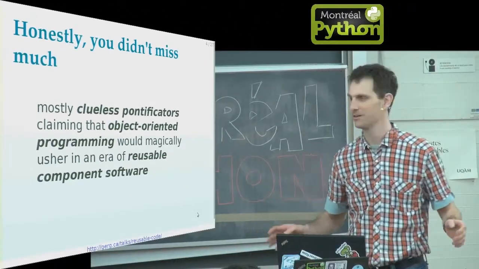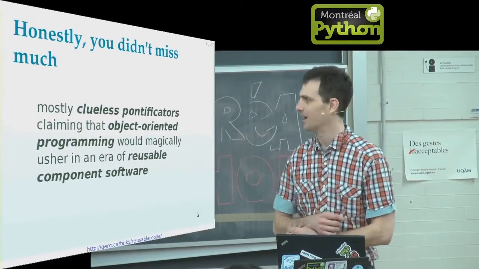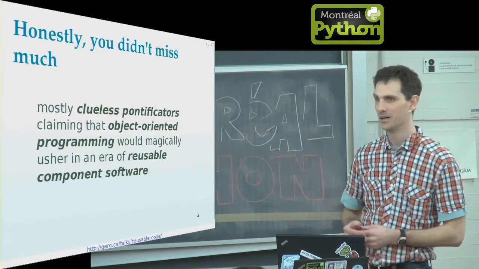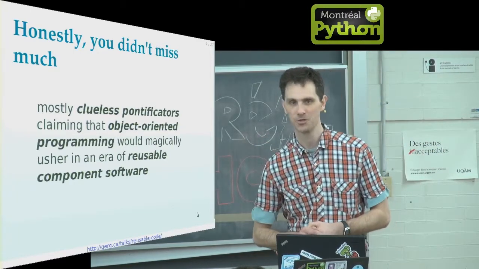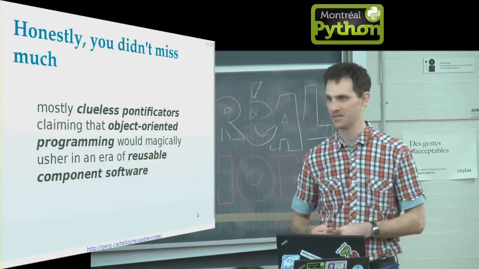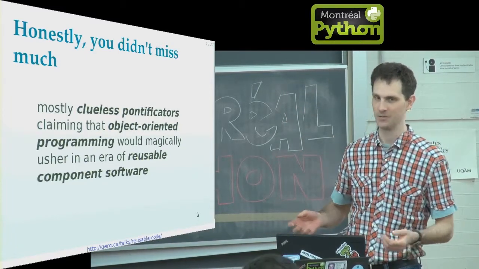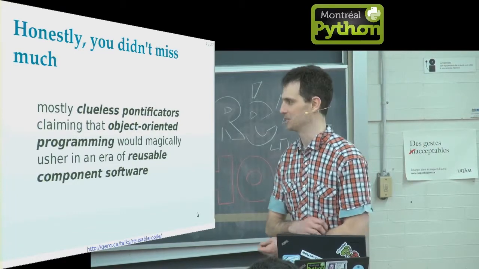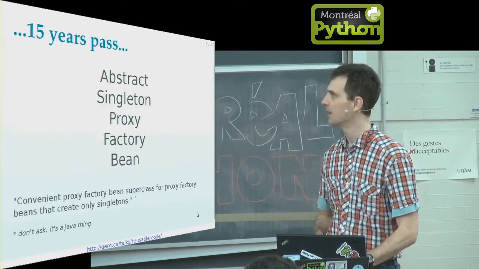If you don't remember the early 90s, you didn't miss much, because this was all snake oil. It's not true. Object-oriented programming isn't magic. It isn't pixie dust. It does not miraculously give you the ability to write extensible, reusable code for free.